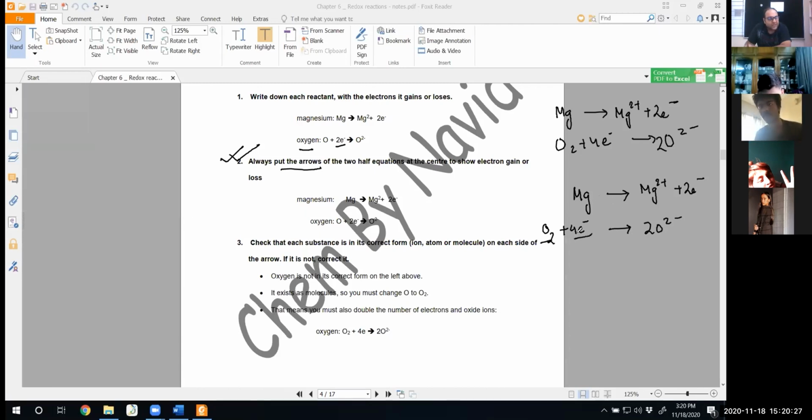And at the same time, we can also find out that the number of electrons are not balanced. So as we know that whenever we write a ionic equation, it is very important that the number of electrons on both the equations has to be balanced. So how do we balance these out? Just multiply this with 2. So it's 2, 2, 4.